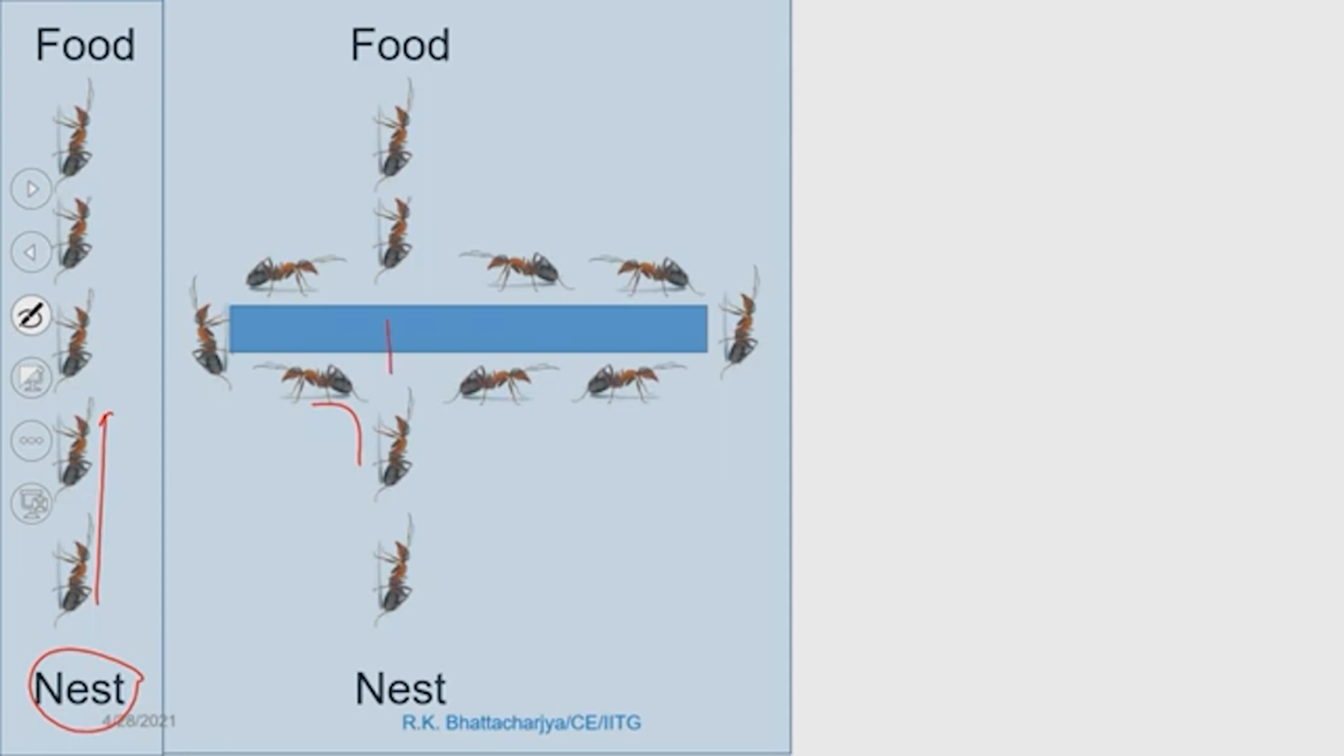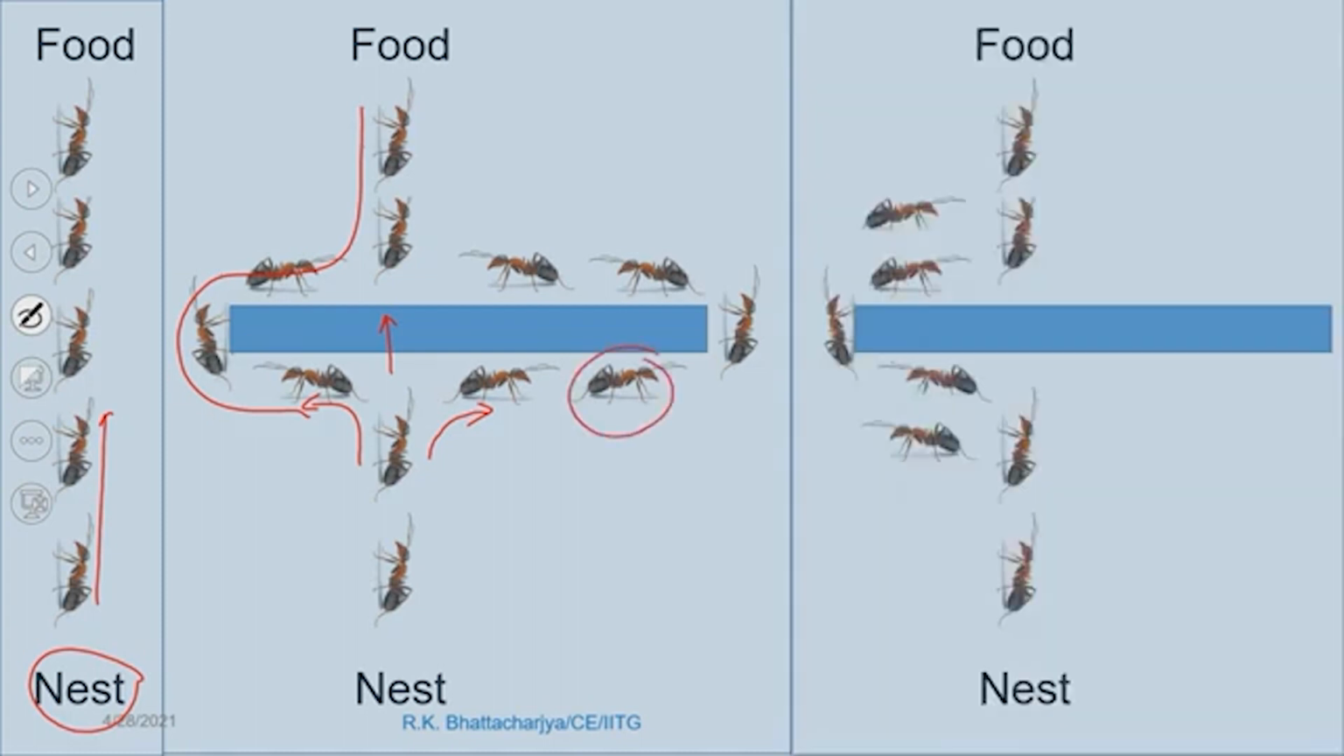but because of this obstruction, the ants cannot move like that. So, some ants will move in this direction, some will move in this direction. And you will see after some time that, because this is the shortest distance, no one is on this side, and everybody is moving along this route, because that is the shortest distance.